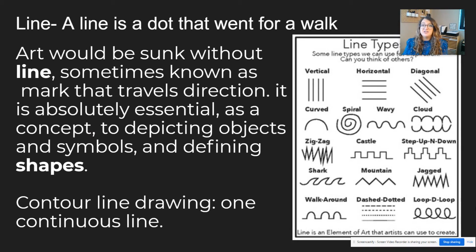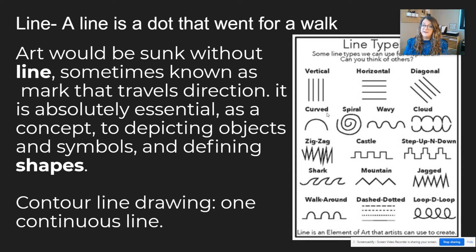Line. Essentially, a line is a dot that went for a walk. Art without a line is also a good way to remember it. So really it is just one point that travels in directions, okay? It's just a little mark that goes somewhere. So over here are a few different types of line. You can have a curved line, a spiral, a zigzag, a mountain, a loop-de-loop, a horizontal, diagonal, vertical. The amount of lines that you can make on your page is endless.